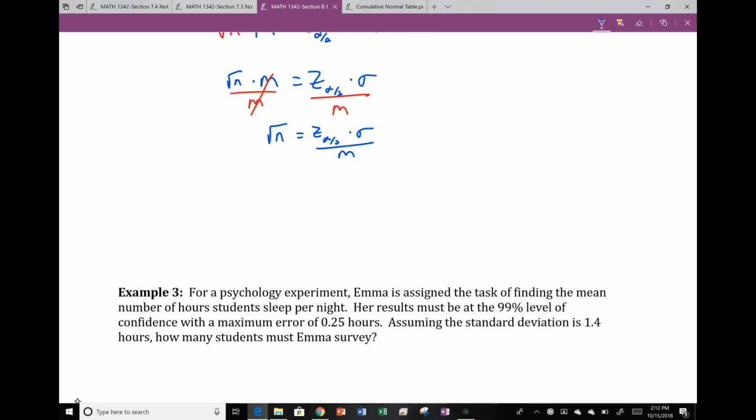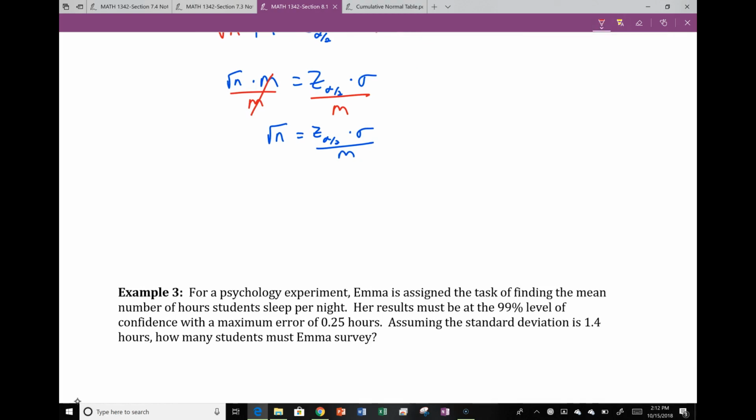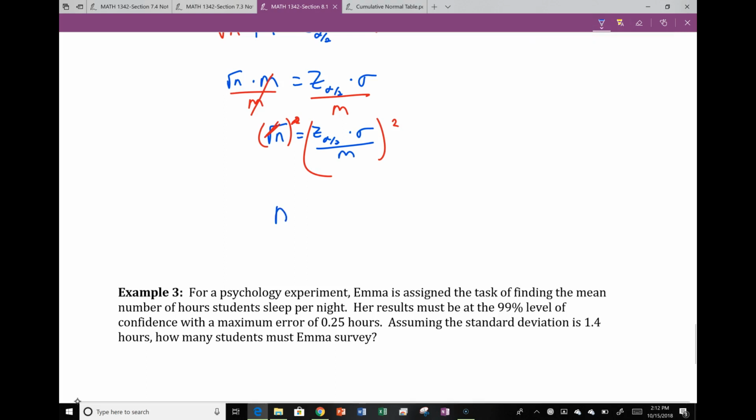Again, I'm still wanting to get this n, that sample size, by itself. So what's the opposite of square root? Well, the opposite of square root is to square. So I'm going to square both sides. When I do so, that square root and the square cancel each other out, leaving me with n is equal to the critical value times the standard deviation divided by the margin of error, all of that squared. So you will notice that the square is on the outside of the parentheses. It means find out what's inside first and then square the entire thing.